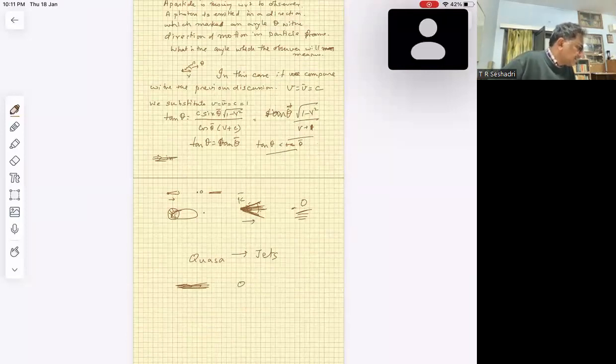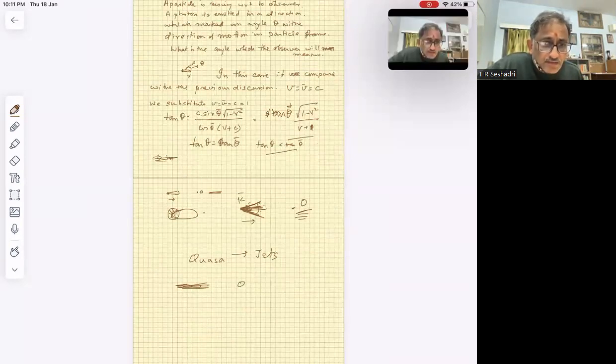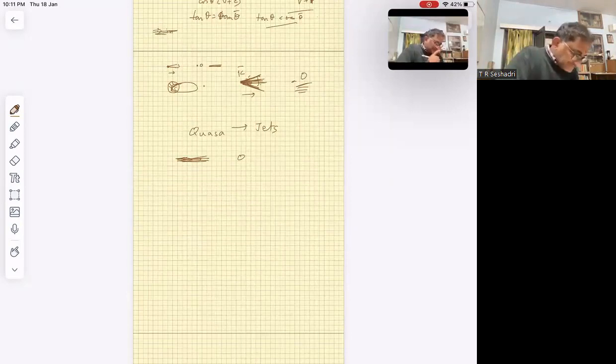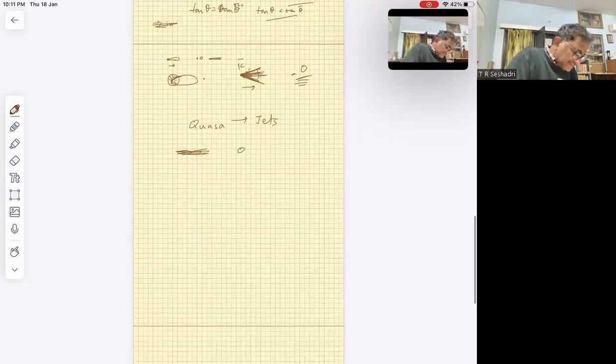I have a question. If you were to detect those photons which appear to come from a very narrow cone, how would we measure what the actual beam width is? Okay, I will tell you how you do that. It's very interesting. There is this thing called synchrotron radiation.